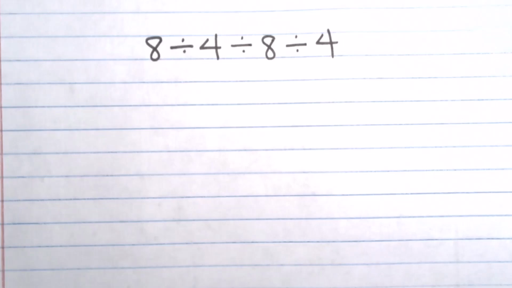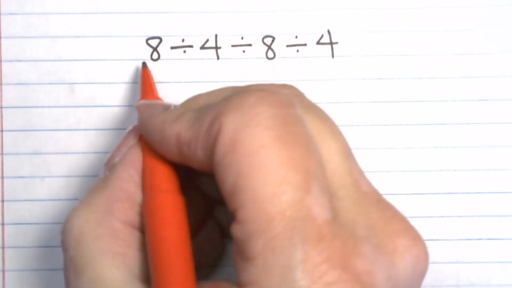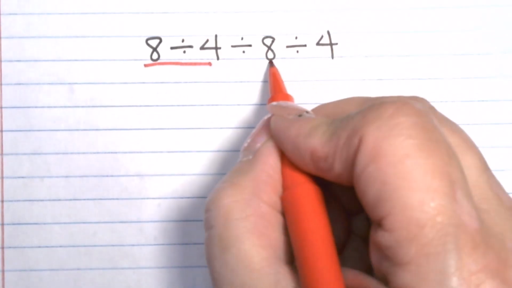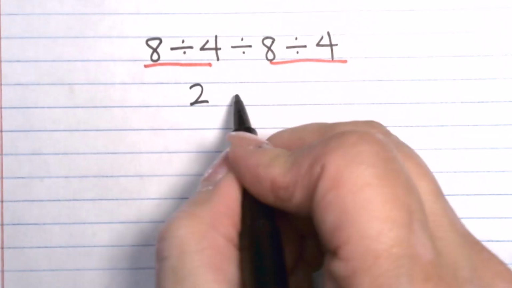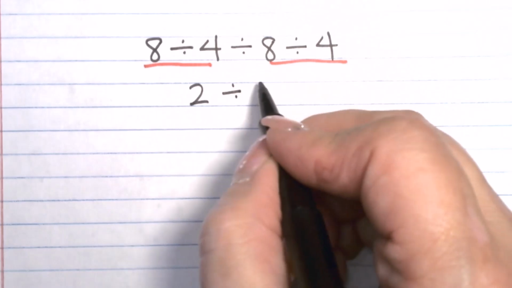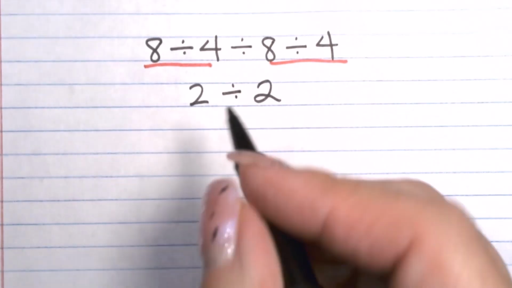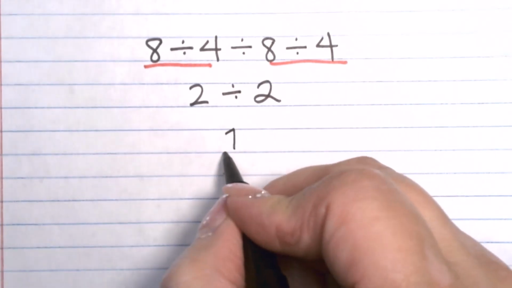Hi there. We've got a fun division problem here. What if you did that one and that one? What would you get? Well, you have 8 divided by 4, that's 2, divided by 8 divided by 4, which is another 2, and 2 divided by 2 is 1.